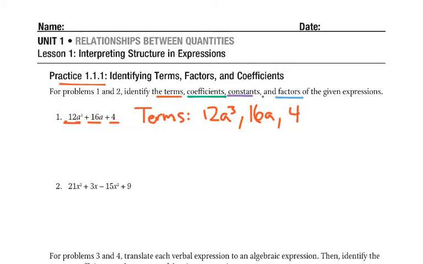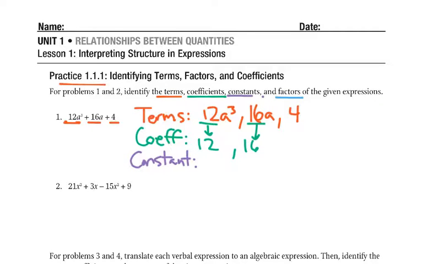Now coefficients, remember, coefficients are the numbers in front of the variables. So our coefficients would be 12 and 16. Those are our two coefficients. Our constants: something that is constant doesn't change, so it's the opposite of a variable, and that would be our only number, our 4. So there's our constant.